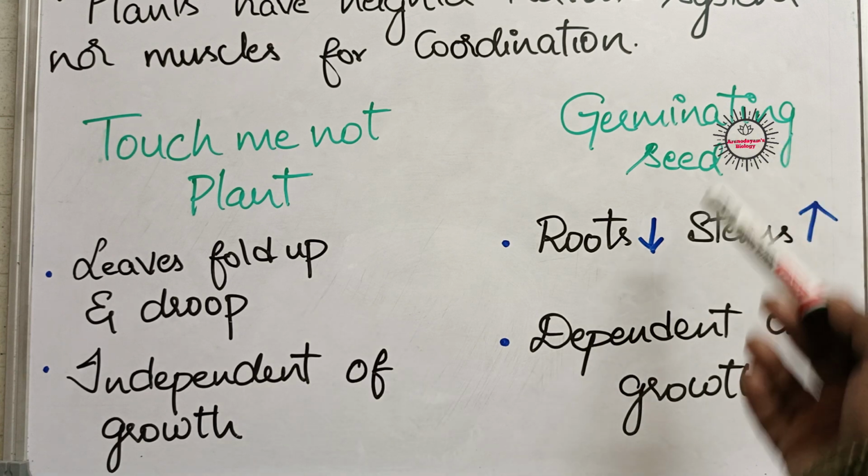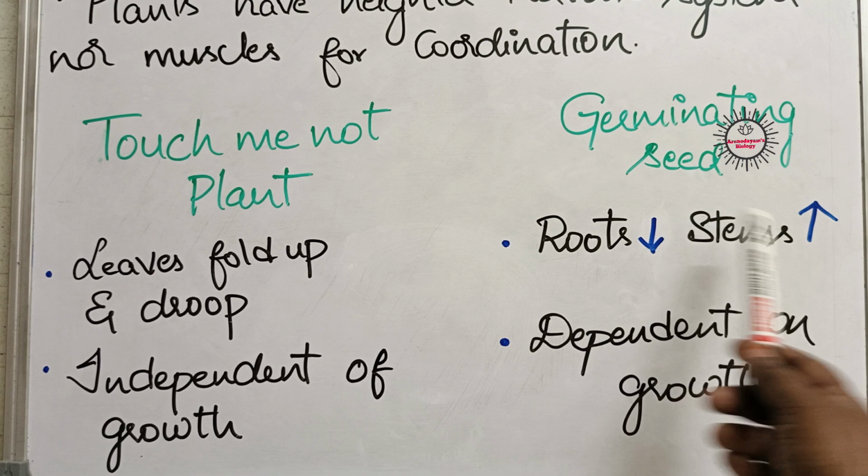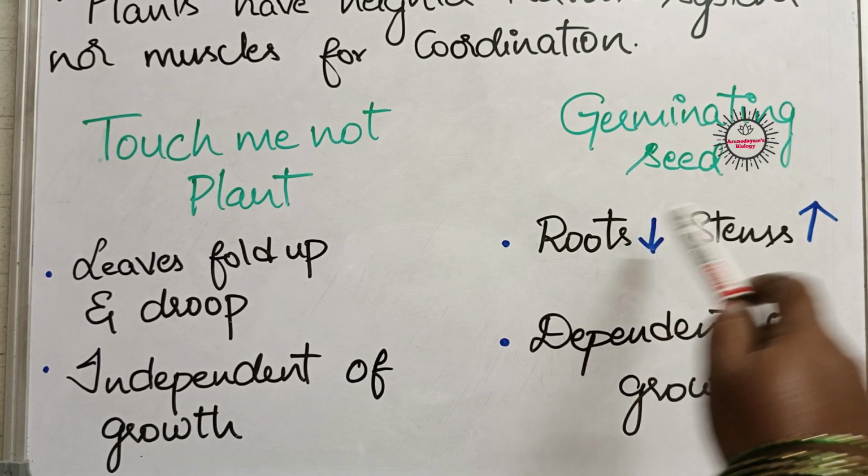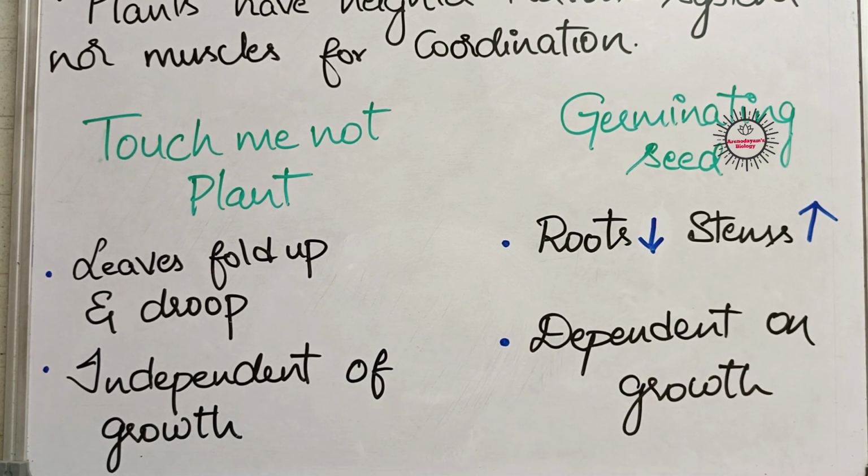Whereas coming to germinating seed, the movement of roots and stems is completely dependent on growth. When roots and stems move, that means the plant is growing, isn't it? So here the movement is dependent on growth. If we stop the growth of the seed or the plant, definitely the movements of these roots and stems also stop. So in case of plants, we can observe two types of movements: the movements which are independent of growth and the movements which are dependent on growth.